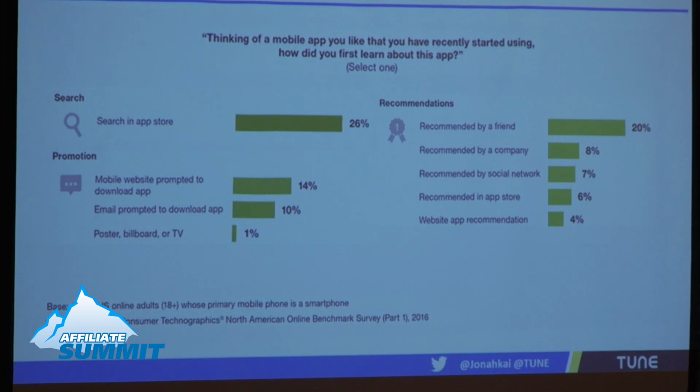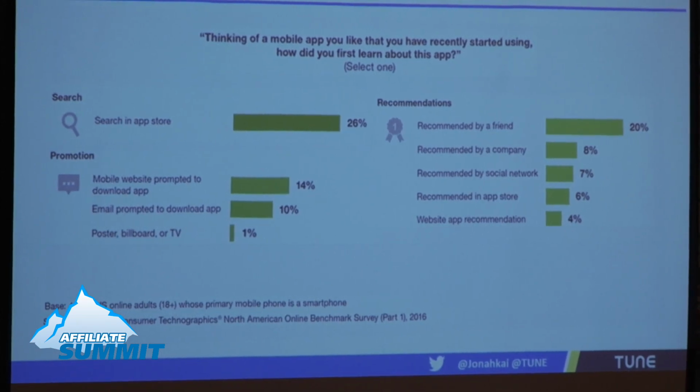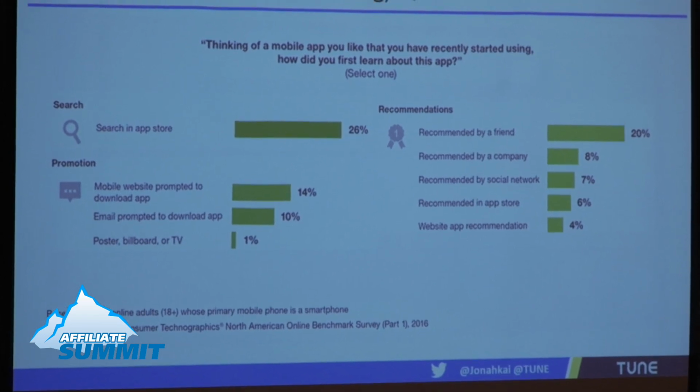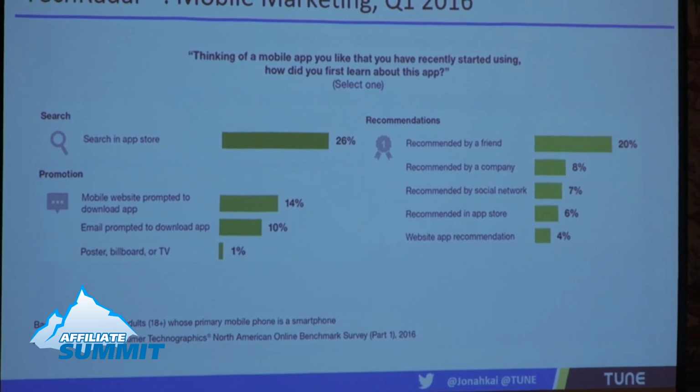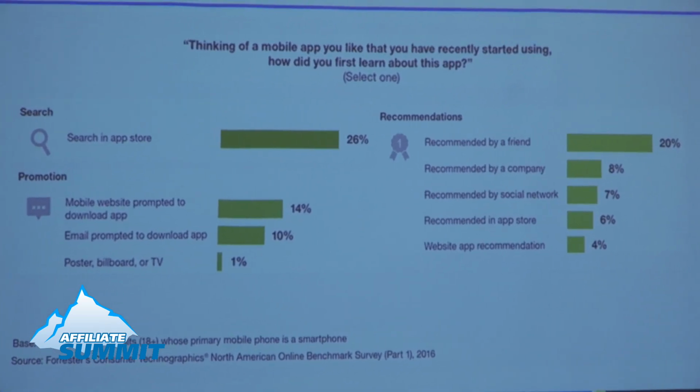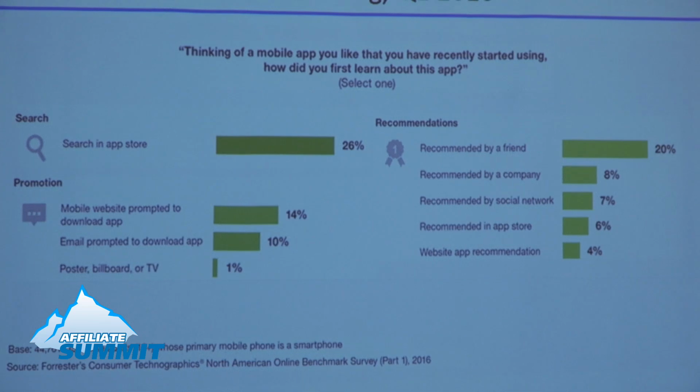Thinking of mobile apps we most recently used, how did you first learn about this app? I think it's interesting here as we talk about discovery, right? If we go back to the mobile marketing funnel, the first thing you have to do is discovery. How do you get people to discover your app? Search in the App Store, 26%. Website prompted me, or recommendations by a friend, right?